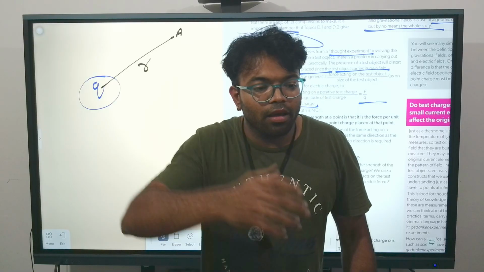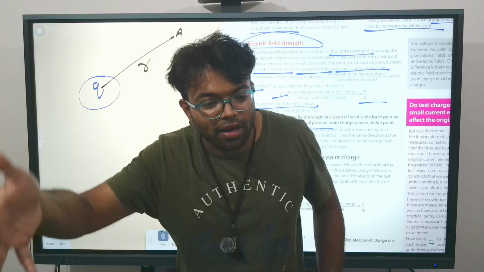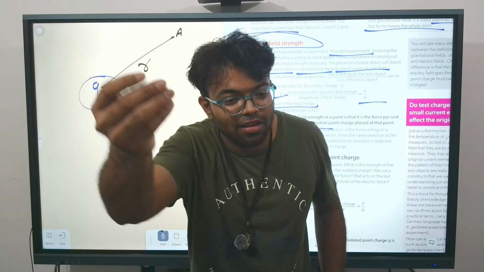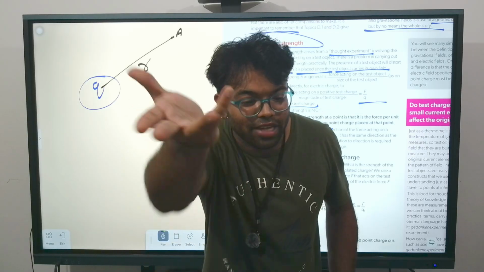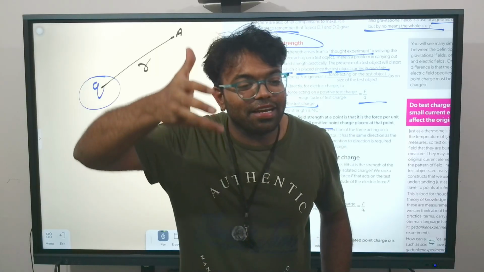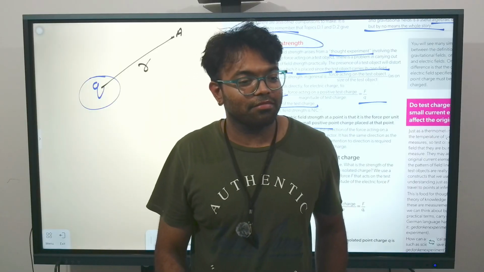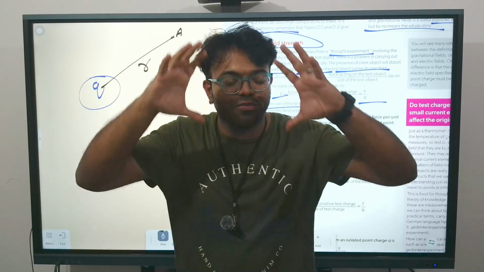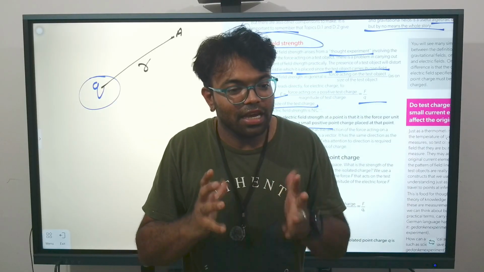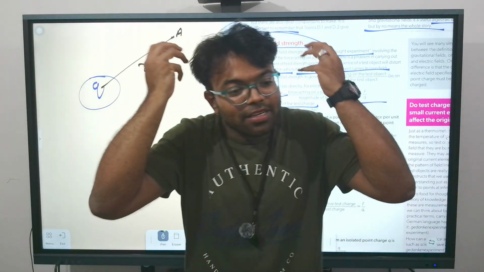Similarly, acceleration due to gravity multiplied by mass gives you the weight. Force, again force. So what is acceleration due to gravity? It is force per unit mass. Acceleration due to gravity is force per unit mass. Similarly, the electric field is force per unit charge.